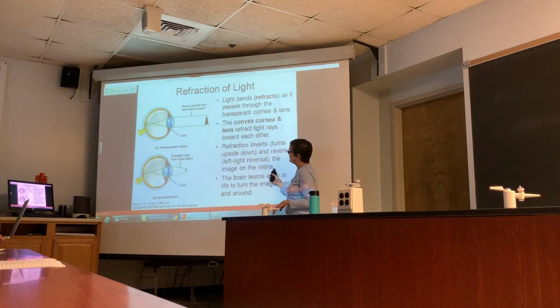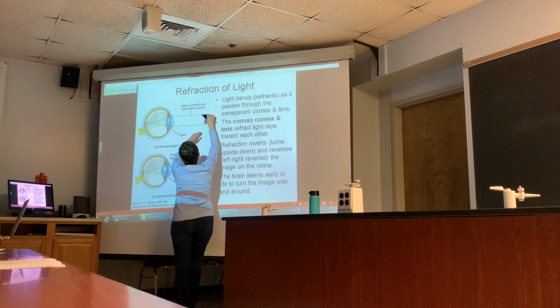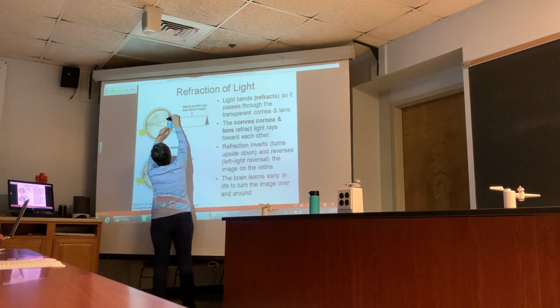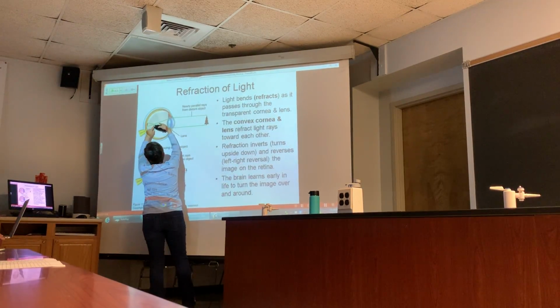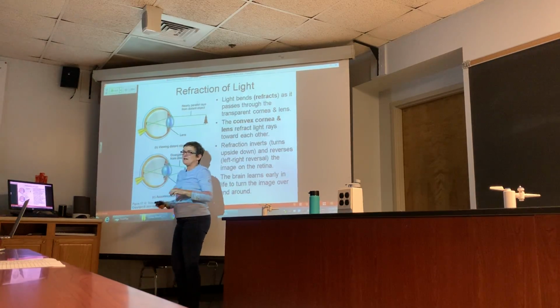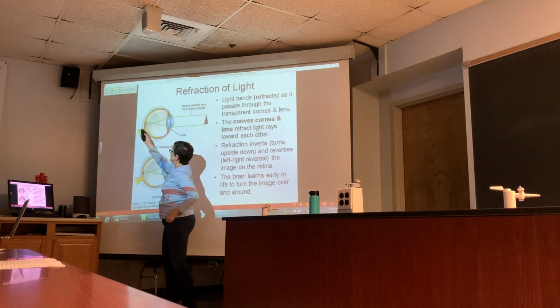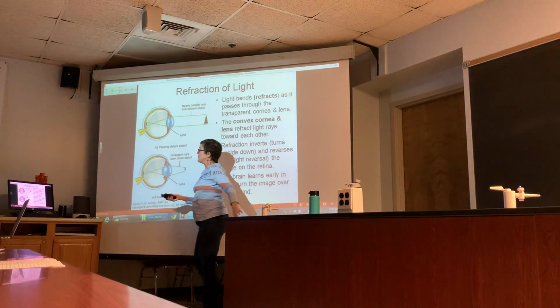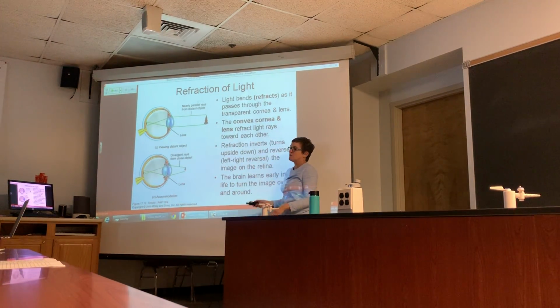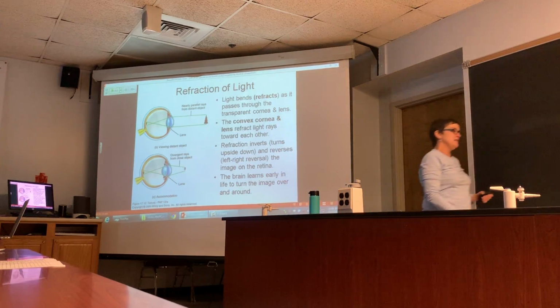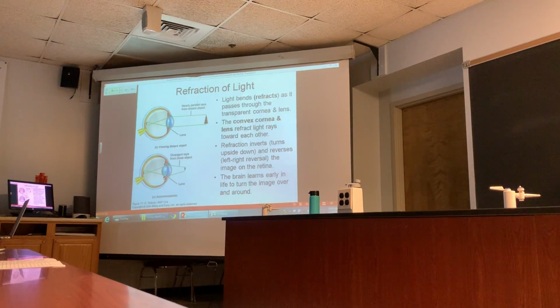Now notice that if you're looking at an object, when the light is bent by the cornea and lens, it's bent to the degree that it actually turns the image upside down. In other words, those light rays cross before they hit the retina, and so everything is upside down and backwards, a left-right reversal. If you were looking at a letter E, the image on your retina would be like this. It would be reversed, upside down and backwards.